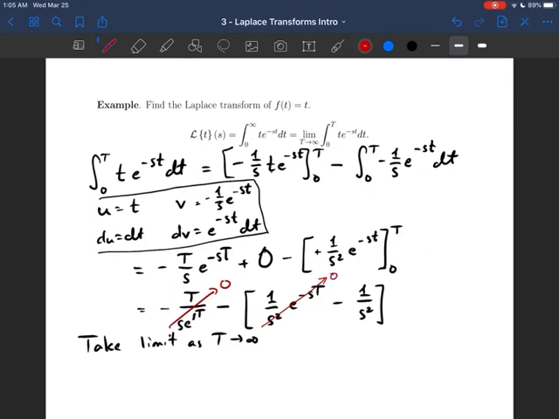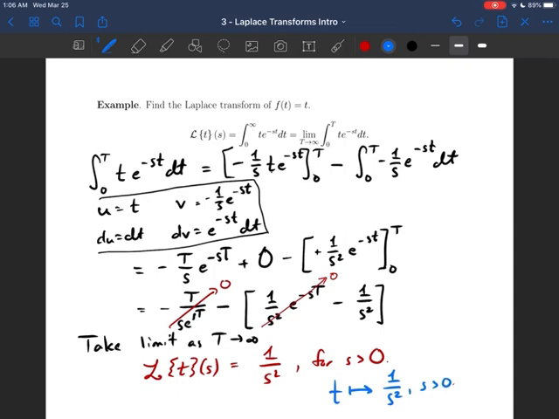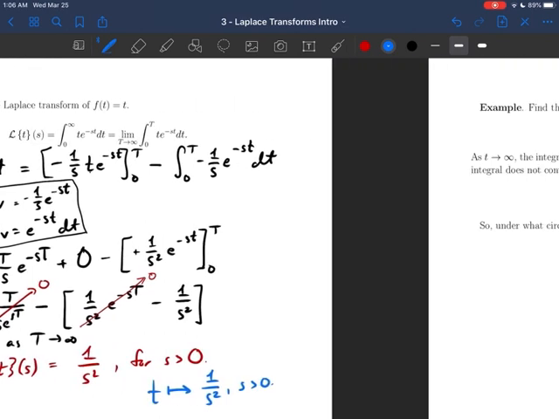Similarly, this part here, because we have e to the minus sT times a constant, will also go to 0. And so what we're left with is that the Laplace transform of t of s is equal to positive 1 over s squared for s greater than 0. Right? So we're going to remember that. We went from t to 1 over s squared, s greater than 0.